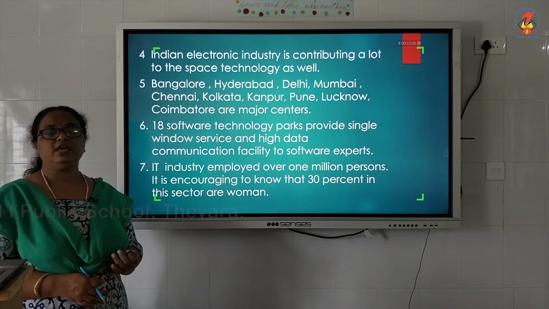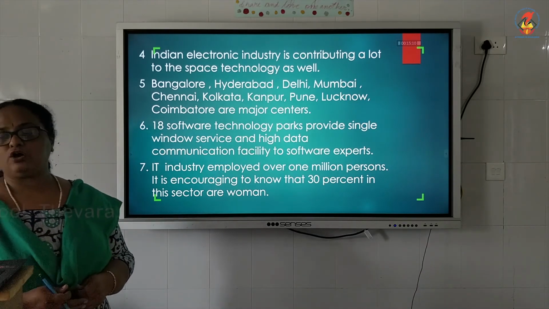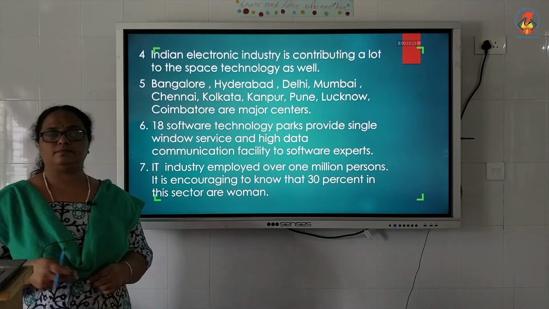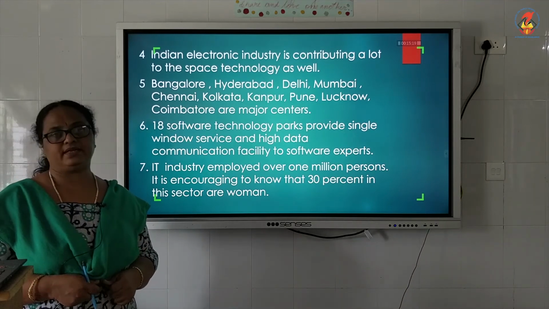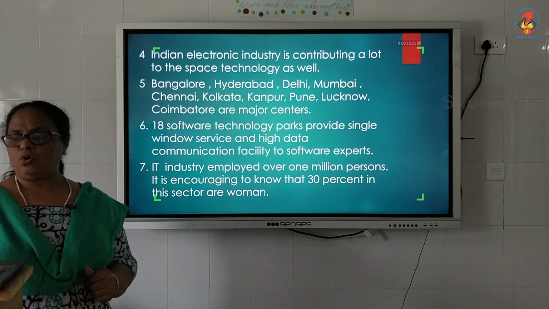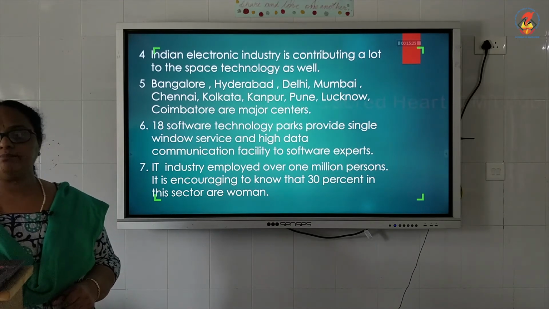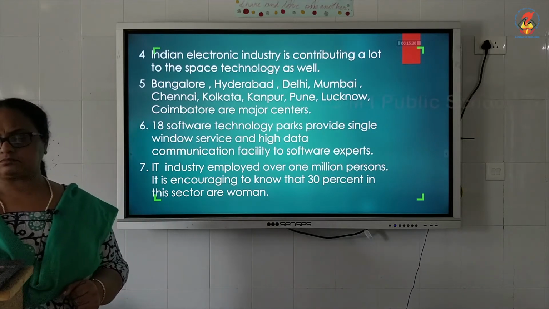And especially it is a safe job for the women. So 30% of the women are working. 30% of the people are employed in this particular sector. So from all these points we understand how important information technology and electronics are.